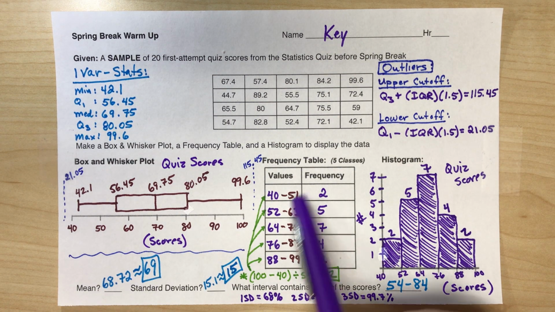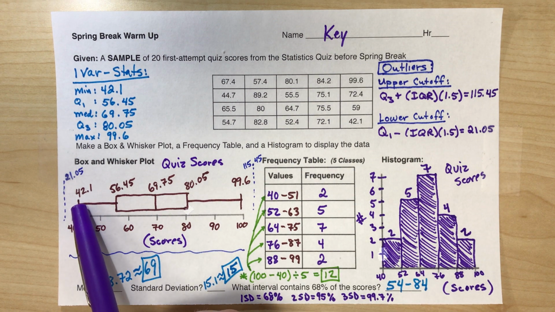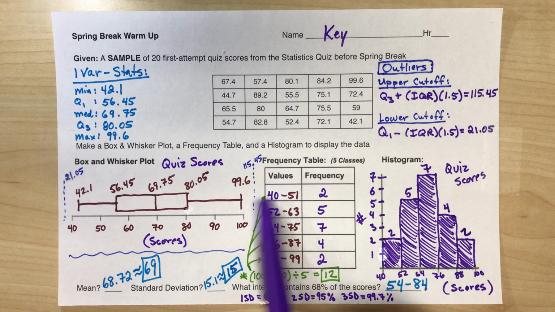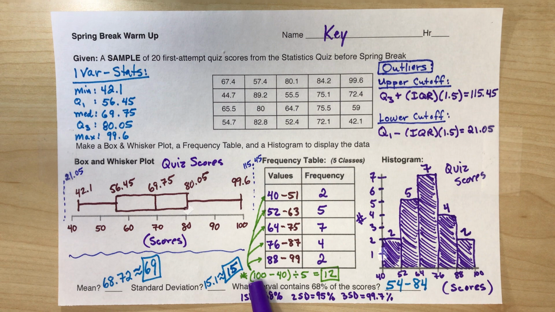Next, as we're trying to move over to the frequency table, you've got to look and say, what are my biggest and smallest values? My smallest value here is 42.1, so I need to round that down to the nearest 5, which puts you at 40, and the largest needs to be rounded up to the nearest 5, which is 100. If you take 100 minus 40, which is 60, and divide by 5 for your 5 classes, you get 12.